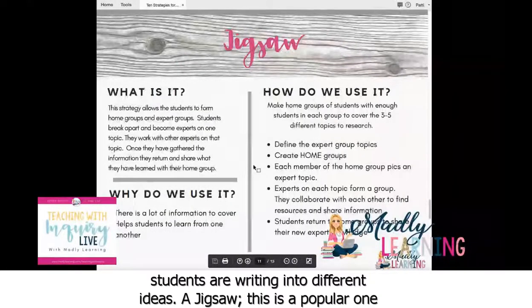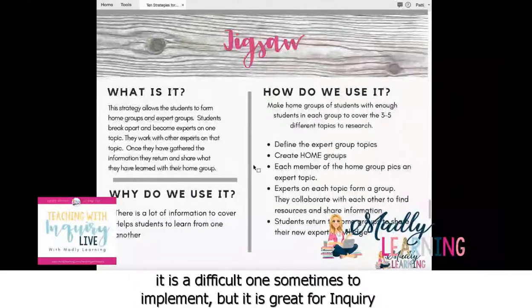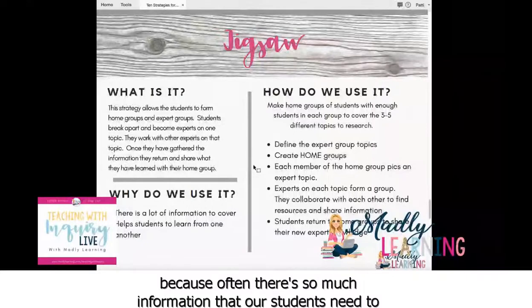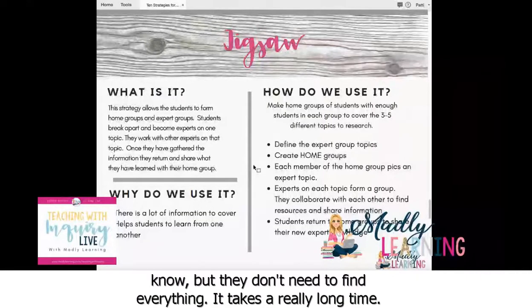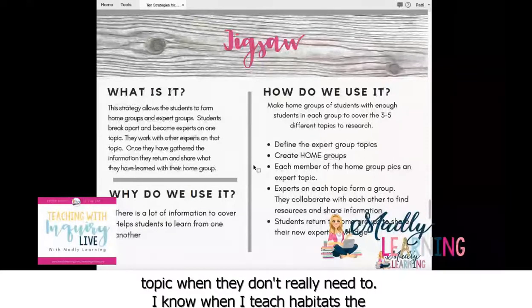A jigsaw. Now, this is a popular one. They talk a lot about it. I remember this was a big one in Teachers College, but it is a difficult one sometimes to implement. It is great for inquiry, because often there's so much information that our students need to know, but they don't need to find everything. It takes a really long time if we have every student in our classroom finding information on every single topic when they don't really need to.